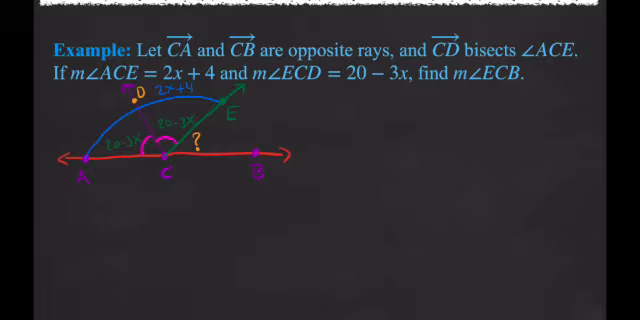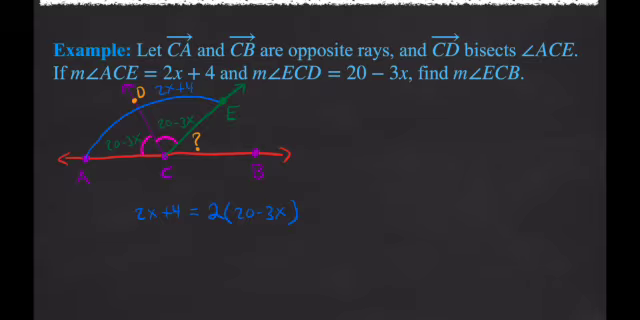Remember a little bit ago that I mentioned the angle addition postulate, which says that if we add the two smaller angles together, we get the larger angle. So in other words, we get 2x plus 4, that's the larger, equals 20 minus 3x plus 20 minus 3x. But since we have two of them, we can just say 2 times that amount. Well, let's solve this equation.